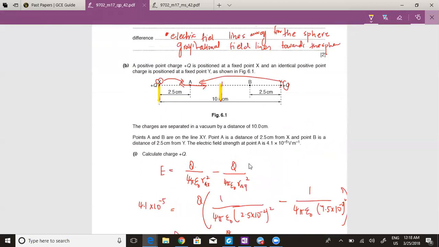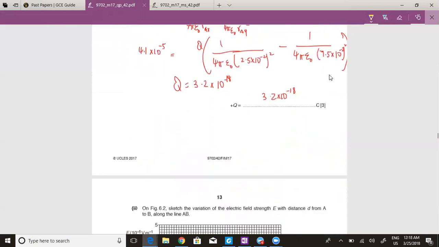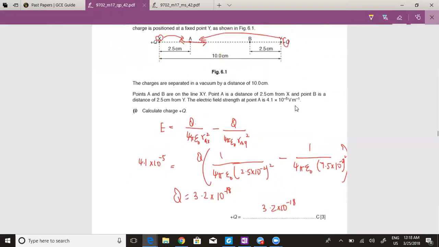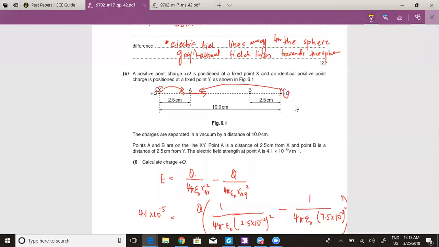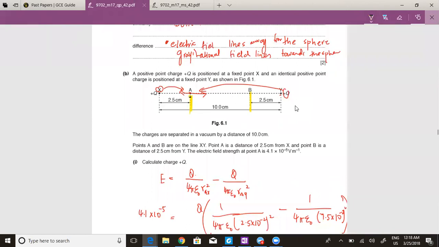I reckon I understand. A to B, oh no, yeah, you're right. We have to go from A to B. Sorry, I misread the question. It's not X to Y, it's A to B, so it's actually from here to here. Now just note a few things. For example, the electric field strength here and the electric field strength here will be the same magnitude but opposite direction.